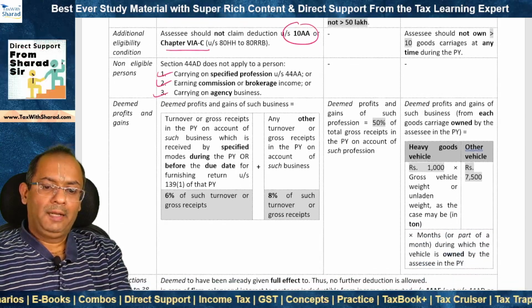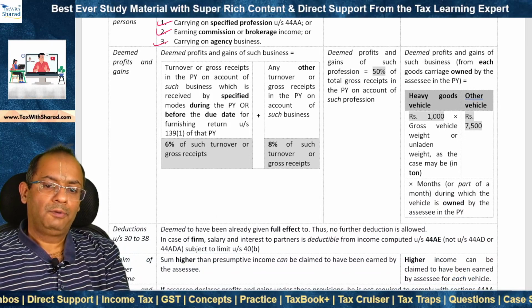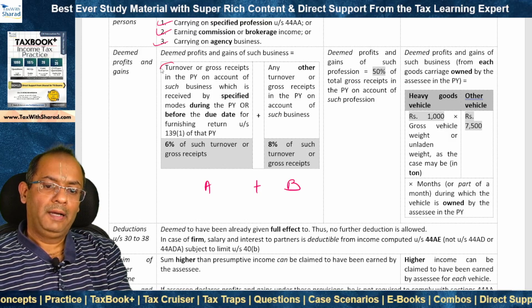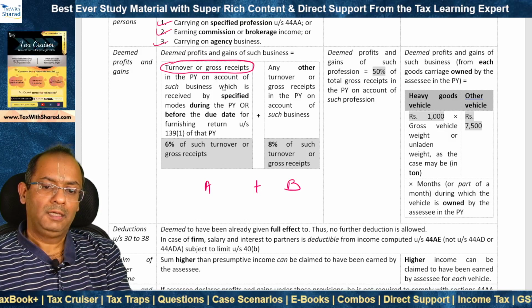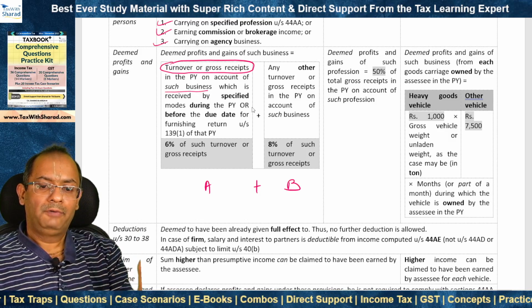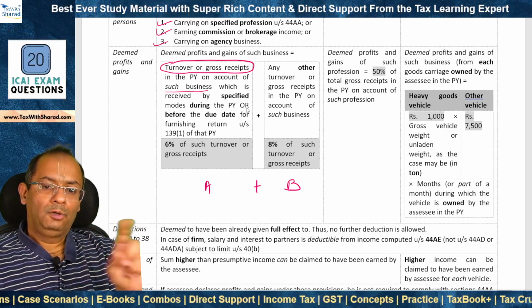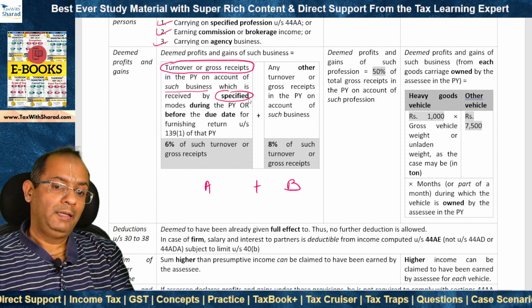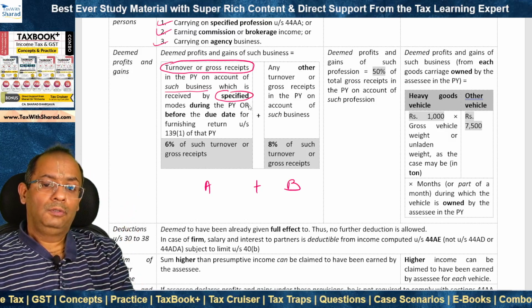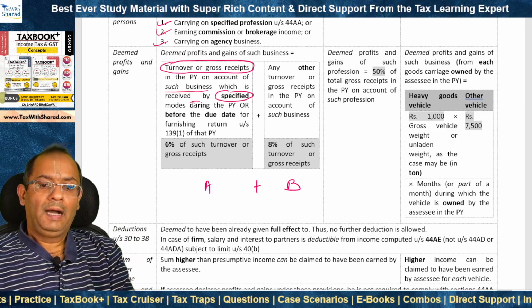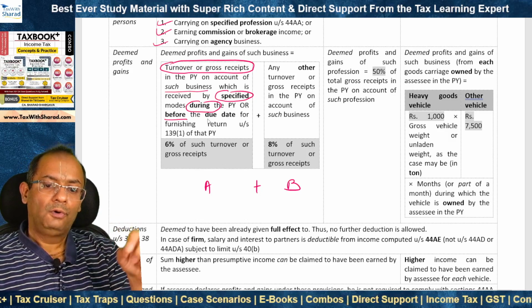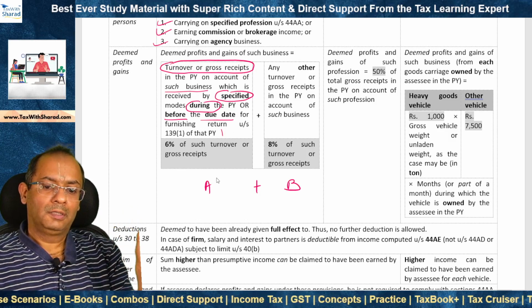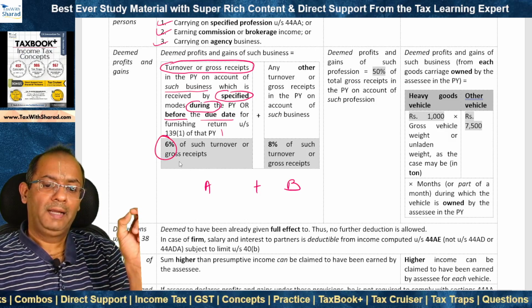If the aforesaid eligibility criteria is fulfilled, then we compute deemed profits and gains under section 44AD, and it is A plus B. For this, we determine the turnover or gross receipts in the previous year on account of such business, and we bifurcate into two parts. One, that turnover or gross receipts which is received by specified modes. Specified modes are the same as we had been discussing in this video. So that which is received by a specified mode when? Either during the same previous year or before the due date for furnishing ROI under section 139(1) of that previous year. That turnover or gross receipts, we compute 6% of that, and that is A.